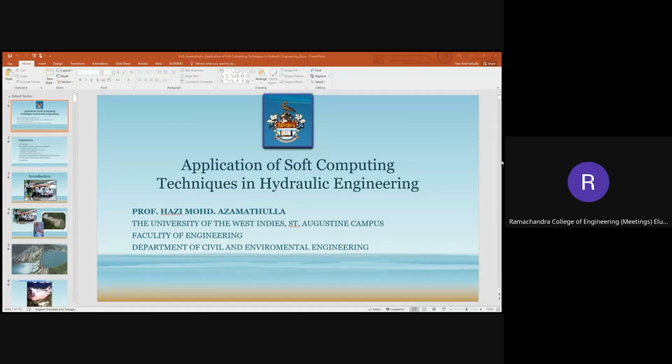Sir has been a member of the editorial board of several high-ranked journals such as Water Science and Technology and Water Supply, Journal of Pipeline Systems Engineering, ASCE, and Dam Engineering journals. Sir has publications of above 100. And Sir is the associate editor of Journal of Hydrology for the esteemed journal Elsevier. So that's all about a brief introduction of our esteemed speaker of today's session. Now I'm handing over the session to Dr. Hazi Mohammed sir.